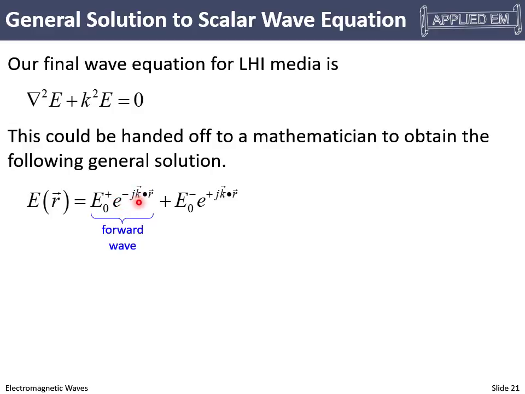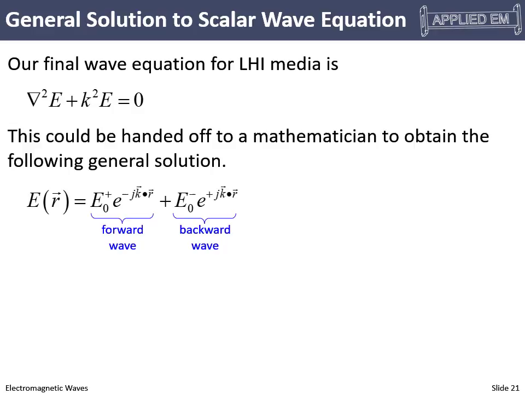K is called a wave vector. That's something we'll talk about in other lectures. R is vector position, and of course J is the square root of -1. And then our forward wave can have some kind of amplitude. We write this positive superscript just to remember that this is the amplitude of the forward wave.